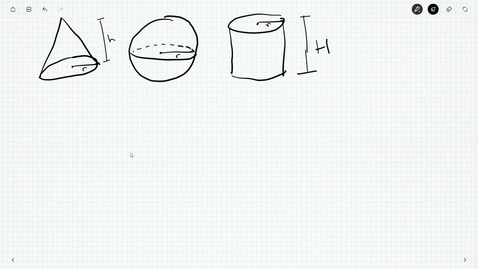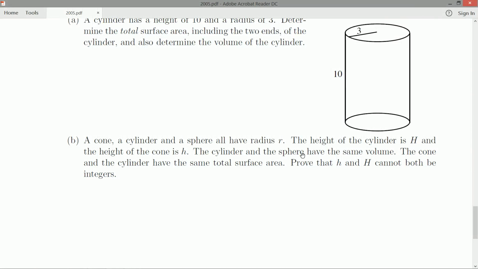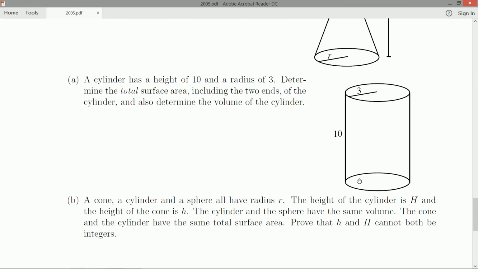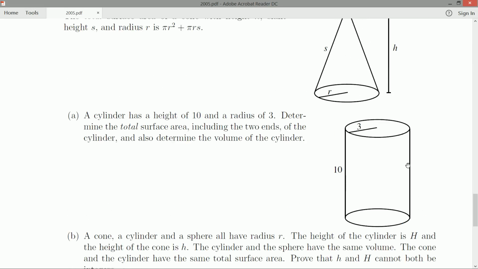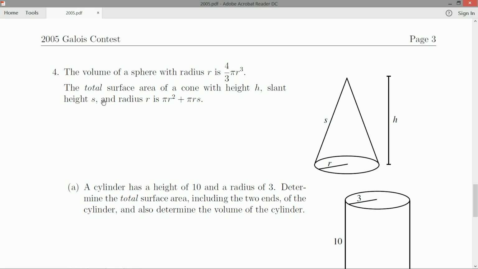Okay. Cylinder and sphere have same volume. Cone and cylinder have same total surface area. Alright. So we have formulas both for the volume and surface area of the cylinder, and then we're given volume of sphere and total surface area of cone.